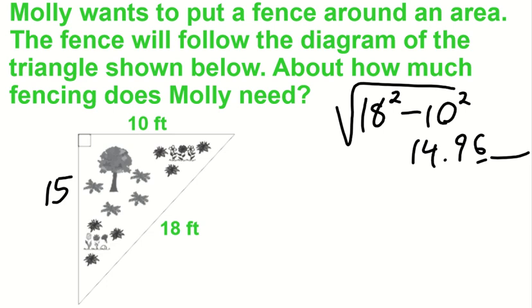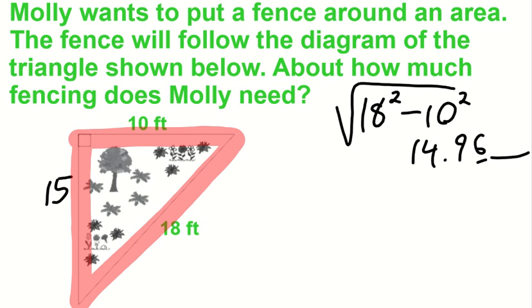What's she doing? She's trying to area. Nope, what's she doing? She's trying to put a fence around it. Hey, where's fencing go? Around it. Fence doesn't fill it in, right? So the fence goes around. So what are we trying to find? The perimeter. So this is just a different way of asking for the perimeter, okay?